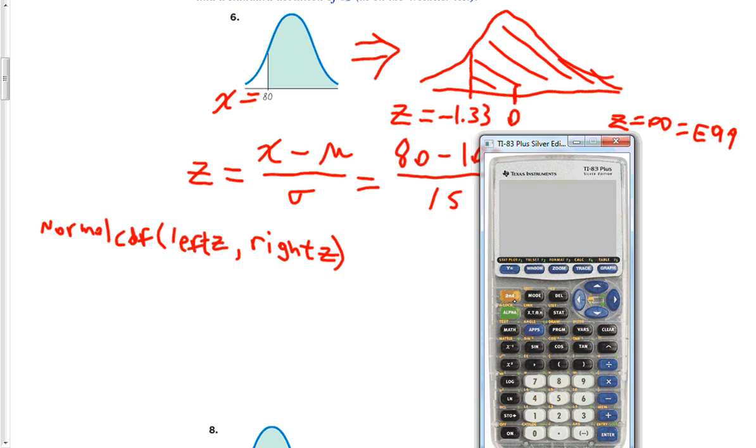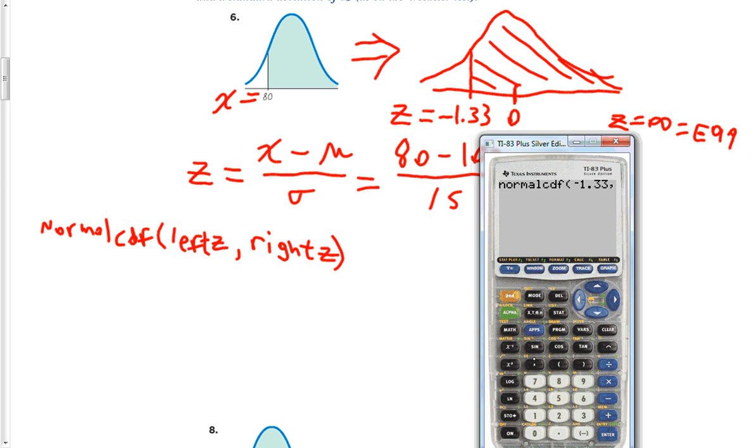So we do second, so we can get the arrow on the cursor. We hit vars because we want the distributions, and we are looking for number 2, the normal CDF. So we hit number 2, and we're going to put in our left endpoint, which is negative 1.33. That's the left z-score here. Then we're going to put in the right z-score, so we put a comma. The comma is here, and we put in the right z-score of E99.